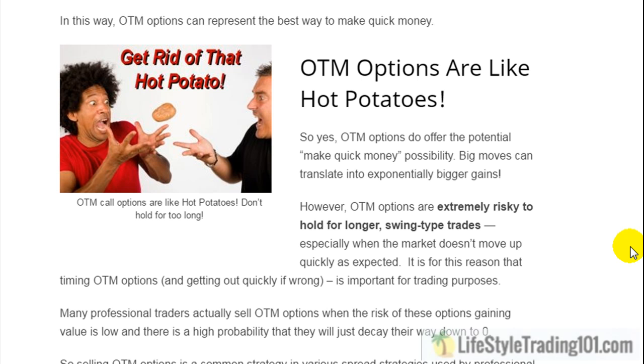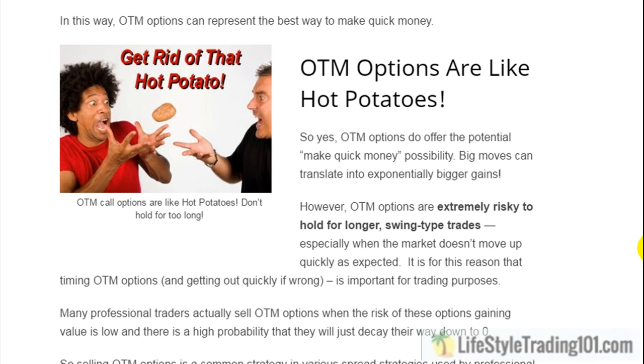Now, out of the money call options, you can think of them in terms of trading purpose, kind of like hot potato, right? You want the hot potato, but you don't want to hold it too long, because if you're caught holding it at expiration, you're going to lose all your money, especially if it hasn't moved. So when you're holding that out of the money call option, you want the market to move. If the market's not moving, you're going to get burned.